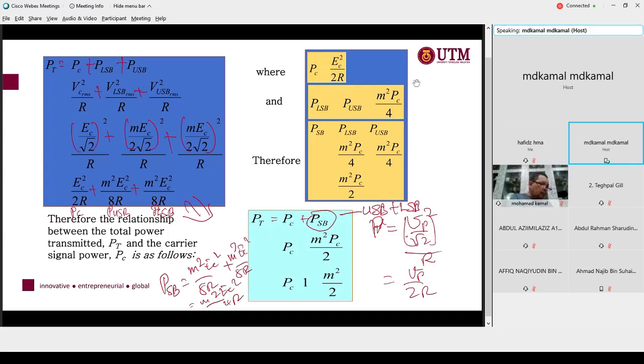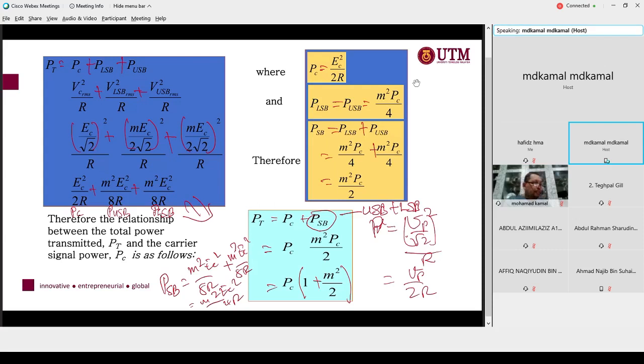Okay, and then Ec squared over 2R is equal to Pc. So that's why you add here. You see that Pc is Ec squared over 2R. P upper sideband is m squared Pc over 4, and the P sideband, the lower sideband plus the upper sideband, gives you m squared Pc over 2. So you can see that the total power transmitted is equal to Pc times 1 plus m squared over 2. m is your modulation index, Pc is your carrier power. So this is how you can find the power in the AM signal.